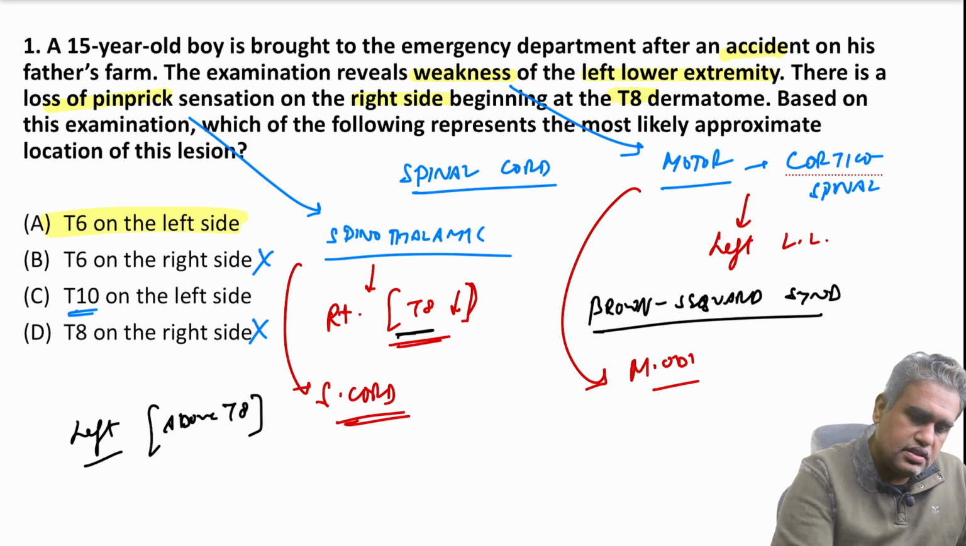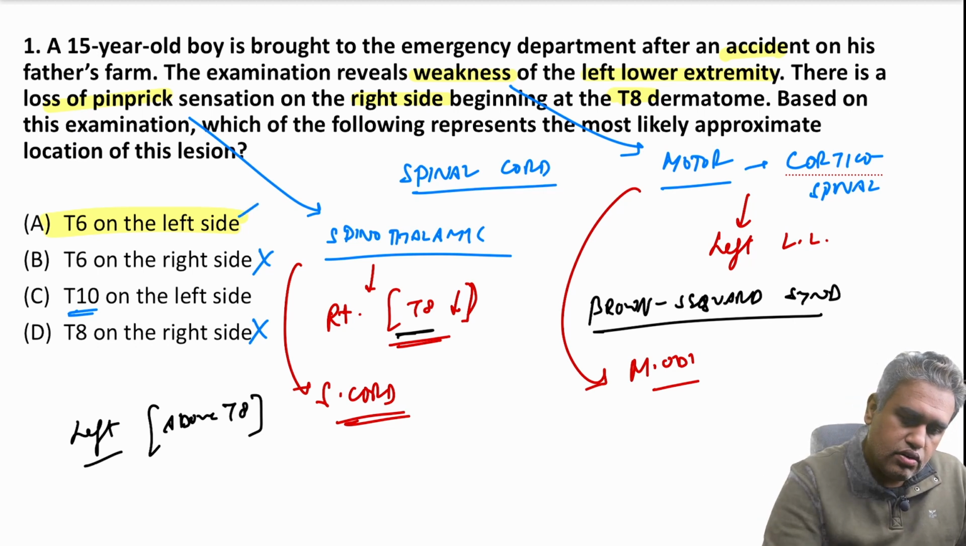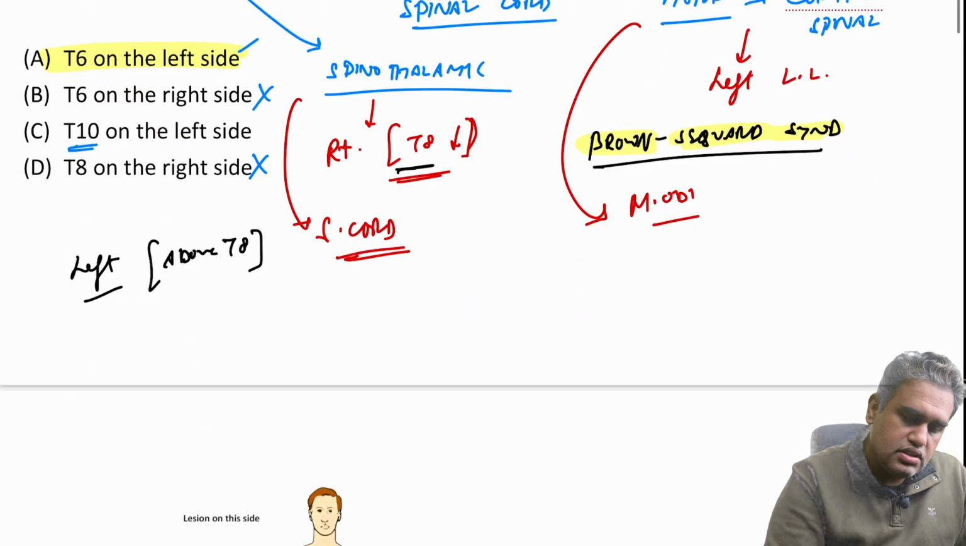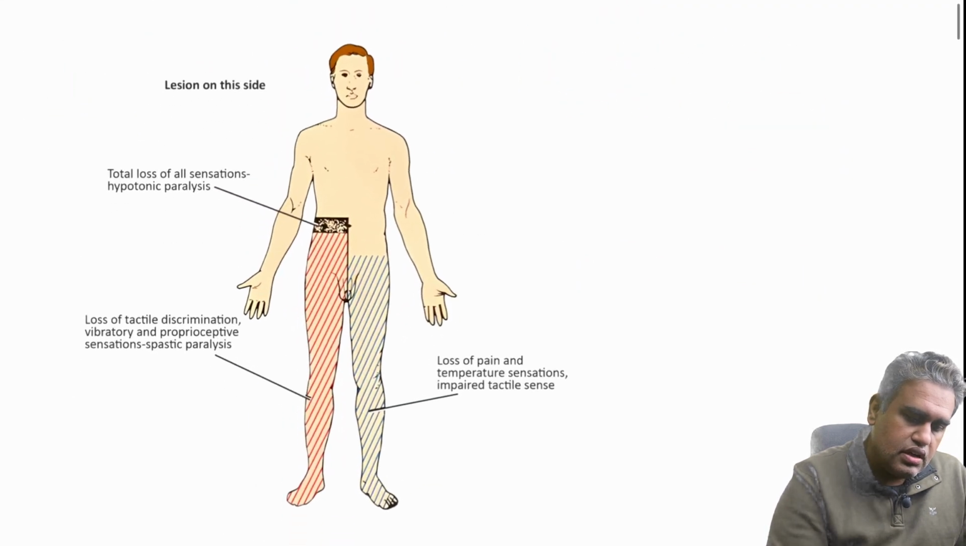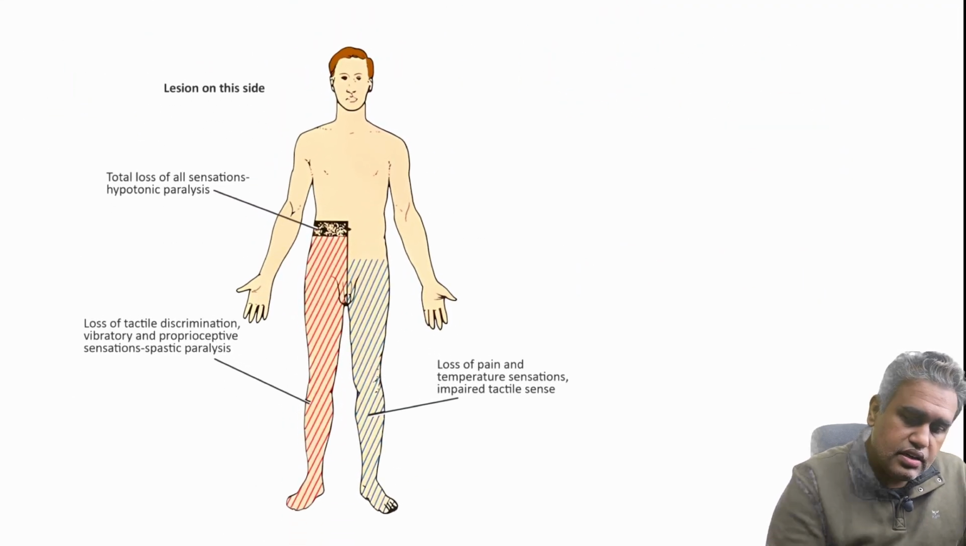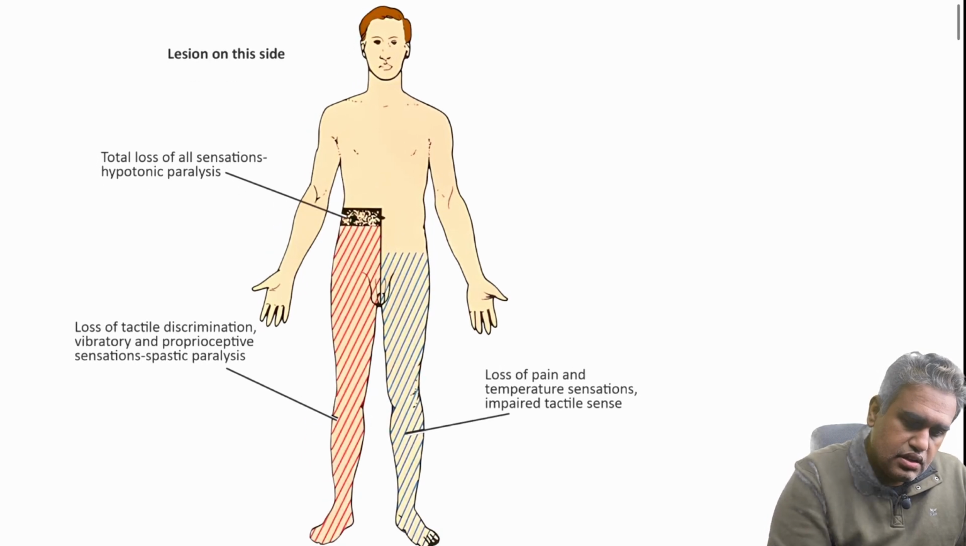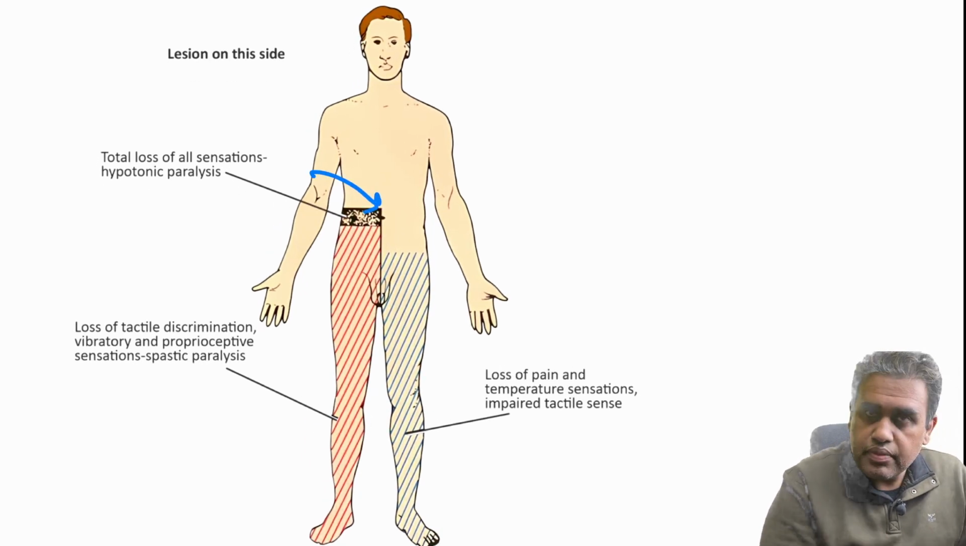Therefore, option A is the answer. And don't forget what I told you over here, the Brown-Sequard syndrome. Here's an image to show you the Brown-Sequard syndrome. Do understand it closely. Suppose there is an injury over here at the spinal cord level.